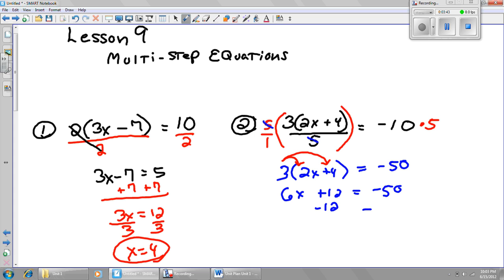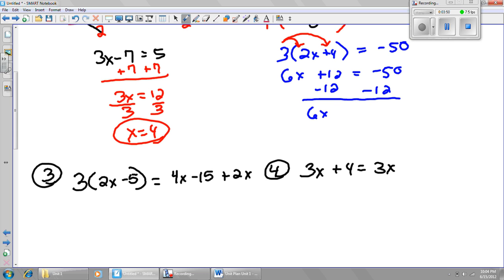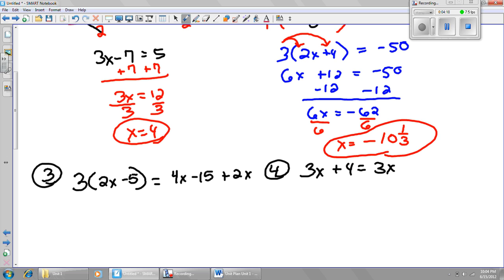I'll listen to Saddam and subtract 12. And so now I'm going to have 6x equal to negative 62. I know it's not going to go in evenly, but I'll still divide by 6. x is going to equal, it's going to be a negative answer. 6 goes into 60 10 times, right? There's 2 left over, so it would be negative 10 and 2/6, except 2/6 simplifies to 1/3. So my answer is negative 10 and 1/3. And that looks like a negative 103, so I'll try to rewrite it to make it look a little bit better. Yeah, that looks better. So negative 10 and 1/3 is the answer.